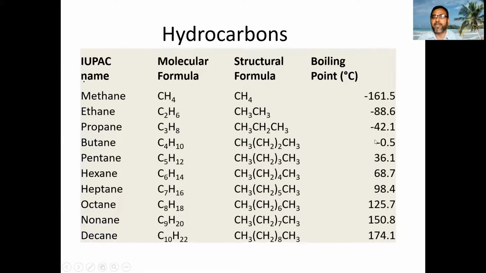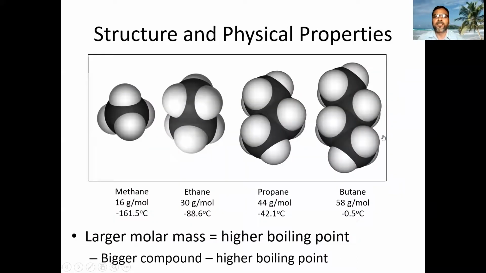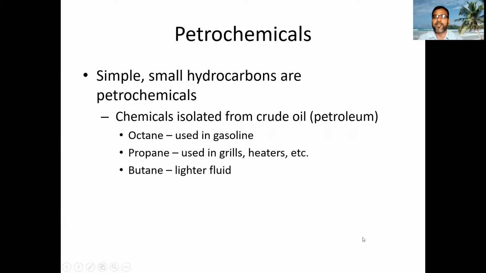Temperature of boiling point is increasing as number of carbon increases. Now, structural and physical properties. You can see the structure of methane, the structure of ethane, the structure of propane, and the structure of butane. Now, you see the molecular masses: 60 gram per mole, 30 gram per mole, 44 gram per mole, 58 gram per mole. So larger molecular mass, higher boiling point. Bigger compound, higher boiling point.